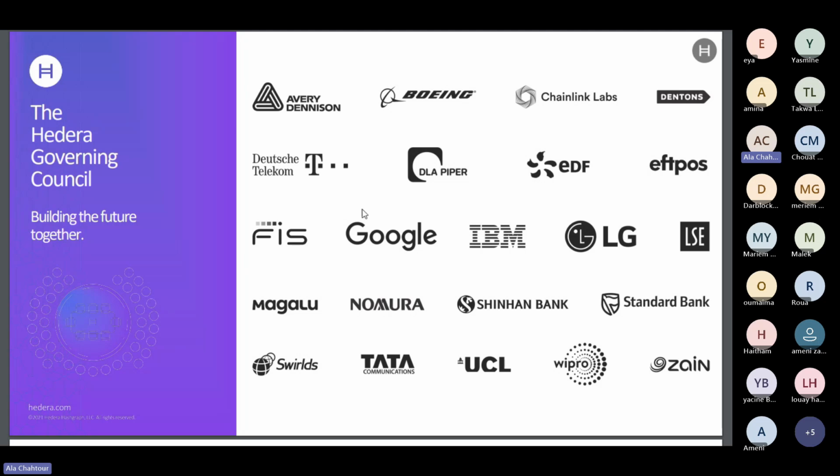As you can see, there are a lot of known enterprises like Google, IBM, LG, Chainlink, Tata, and a lot and a lot of other enterprises that are validators on the Hedera network.